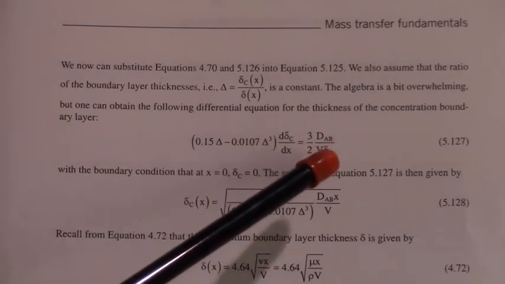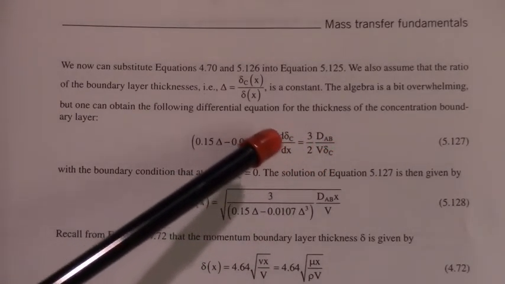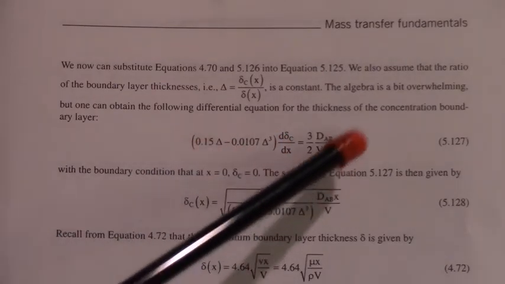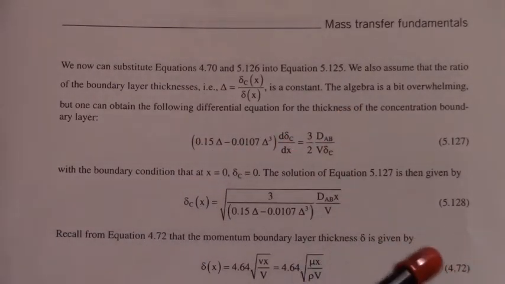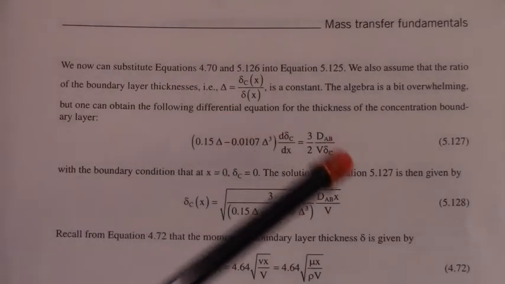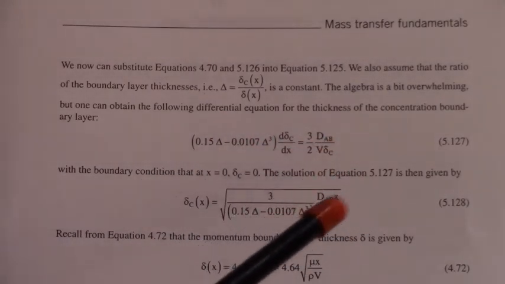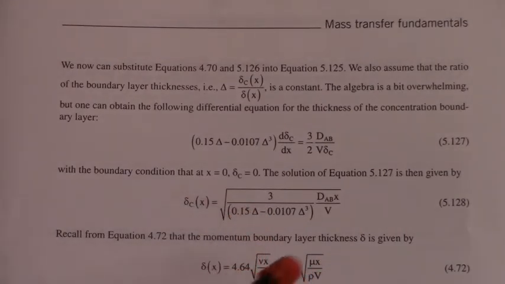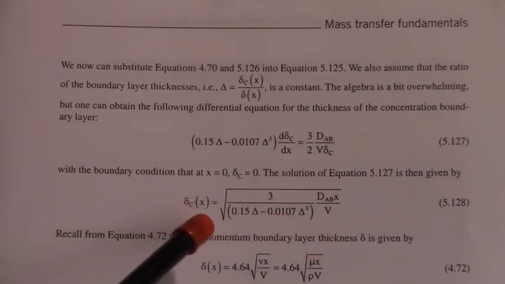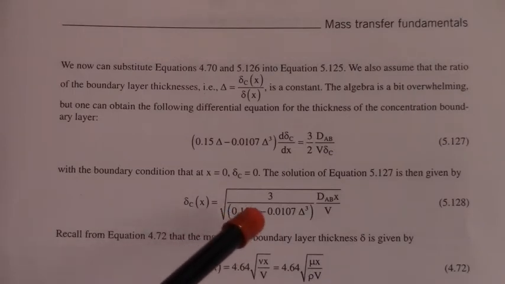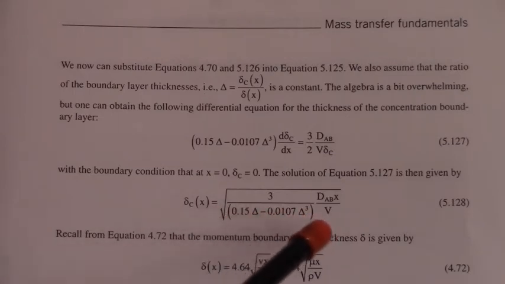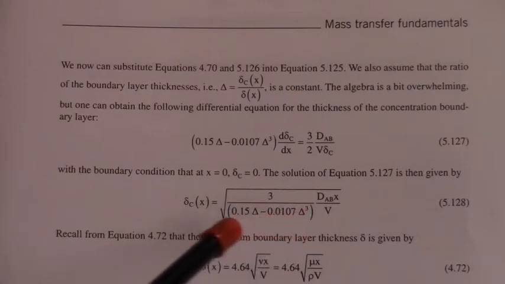Now, this differential equation is easy to integrate. Just separate the variables, bring the delta C over here with the d delta C, and bring everybody else to the right hand side. And when you do that, you can easily integrate this equation, and you end up with equation 5.128, which tells you how the concentration boundary layer depends on x. And also buried in there, we still have that delta term, and we have to figure out what the delta term is.